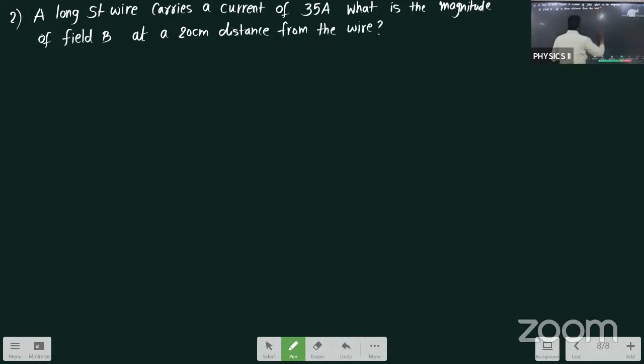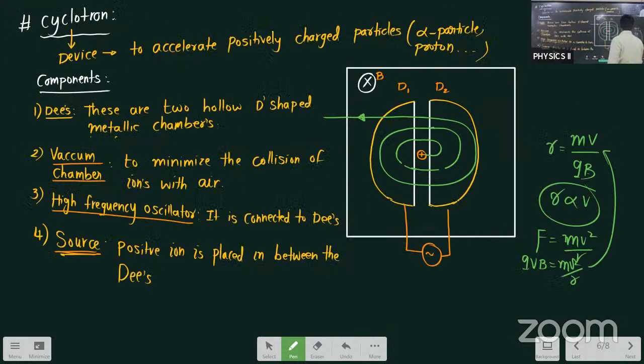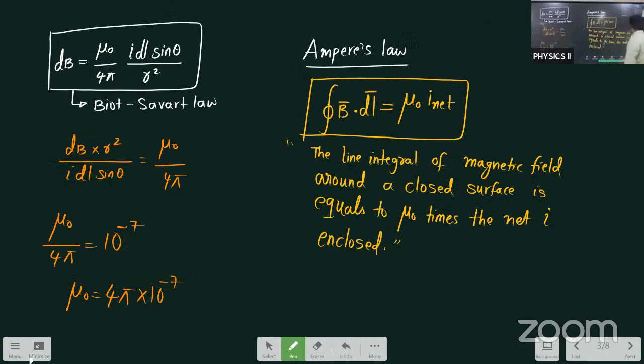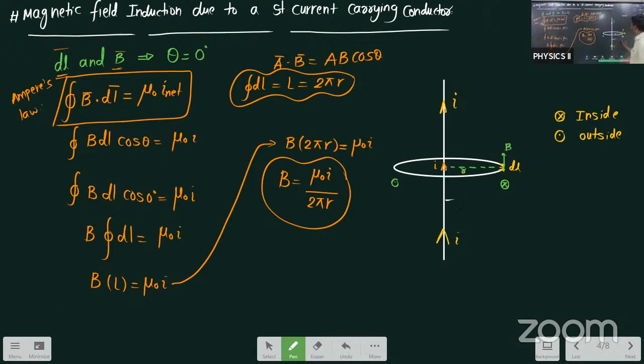See here, this is an application we have already done. The question here: a long straight wire carries a current of 35 amperes. What is the magnitude of field B at 20 centimeter distance from the wire? The distance from the wire is 20 centimeter, and we are supposed to determine the magnetic field here. So what is the formula? B is equal to mu naught I divided by 2 pi r.